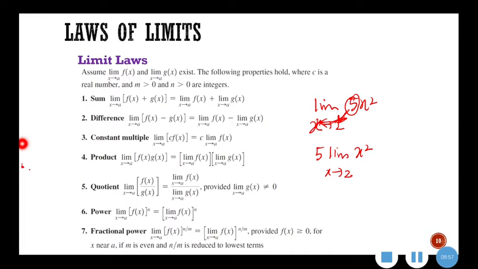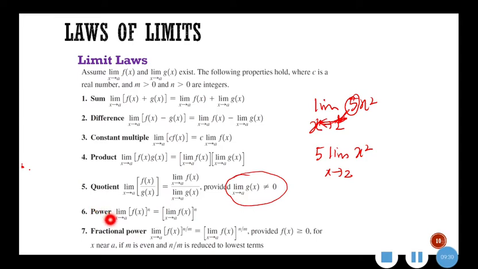Okay, and then the product limit, also the same as the sum or difference just now. The limit of f(x) times g(x), then you may put it as the limit of f(x) as x approaching a times the limit of g(x) as x approaching a. And the quotient also the same, you can find separately the limit of f(x) as x approaching a over the limit of g(x) as x approaching a, provided the limit of g(x) as x approaching a does not equal 0.